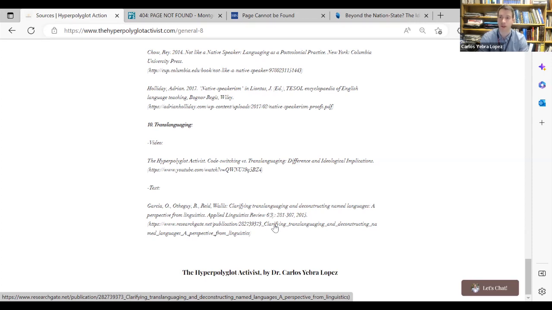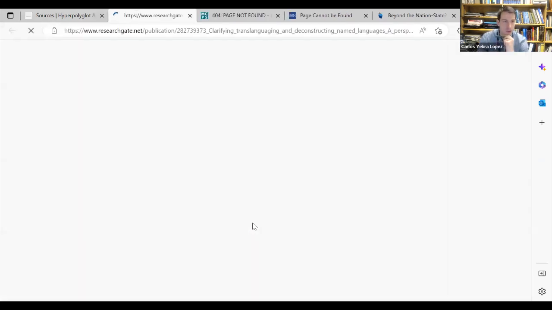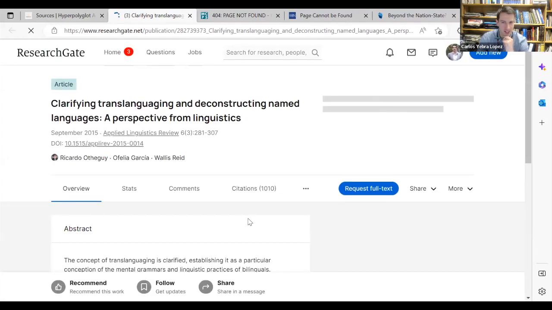Once you've found a high quality resource, hold on to it and read it slowly, but steadily, making notes and asking questions whenever you don't understand something. So this is one of those type of articles on ResearchGate here, clarifying translanguaging.